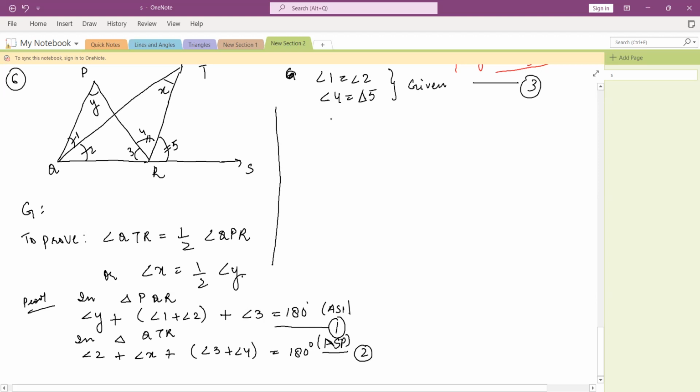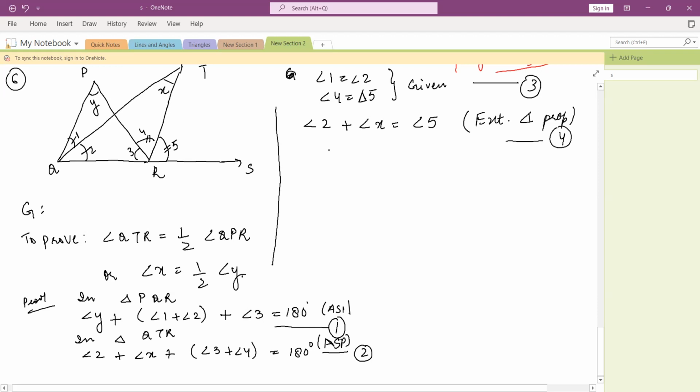Now we can use one property here, the exterior angle property. So can I write angle 2 plus angle X is equal to angle 5? Can I write it? Because we have studied that the exterior angle is equal to the sum of the two opposite angles. So this is the exterior angle property. This I have used. I'm calling it equation number 4.